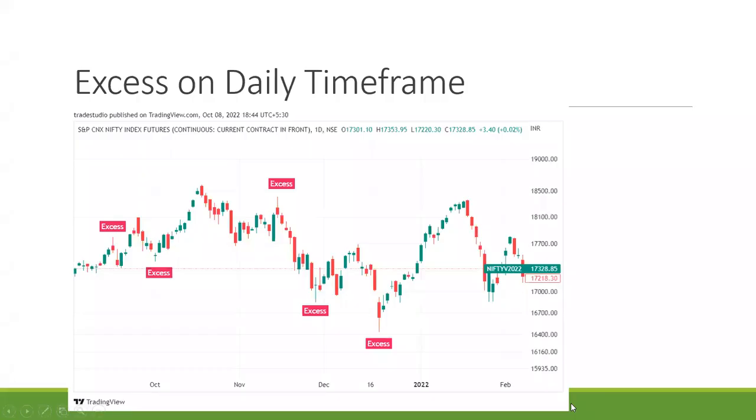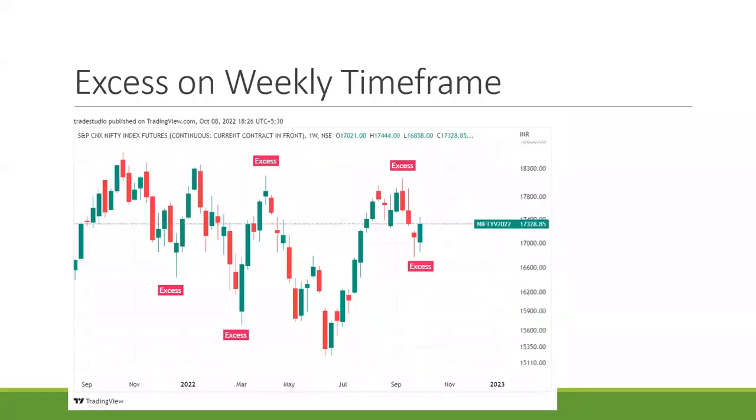So excess, this is not only from the daily time frame, you can see excess from the weekly time frame also. Recently, in weekly, we had an excess, followed by that next subsequent week itself, there is a strong follow through. Next 2 weeks, there was a strong follow through.